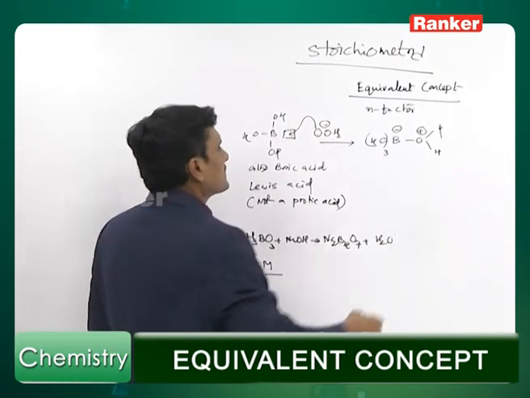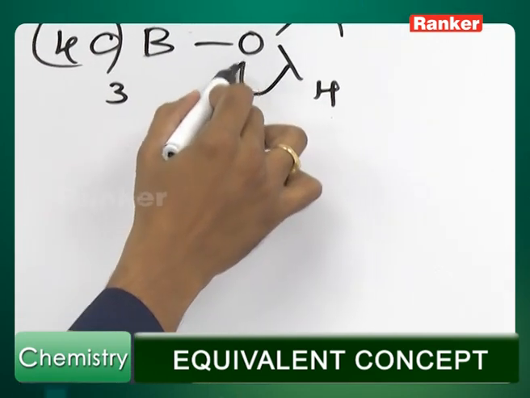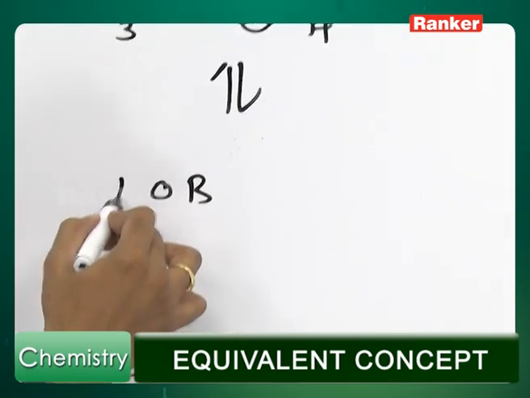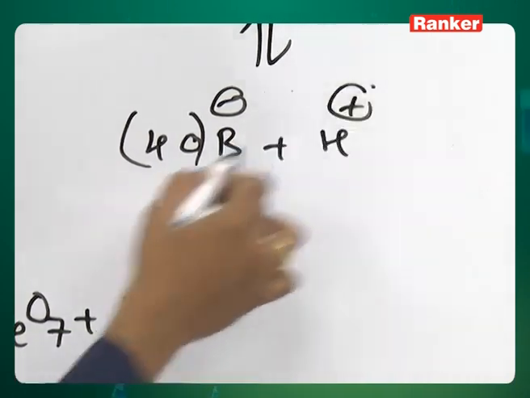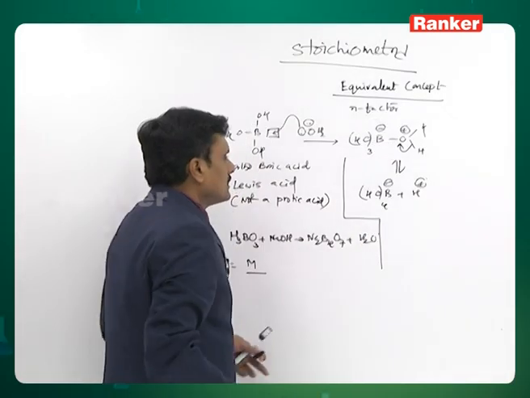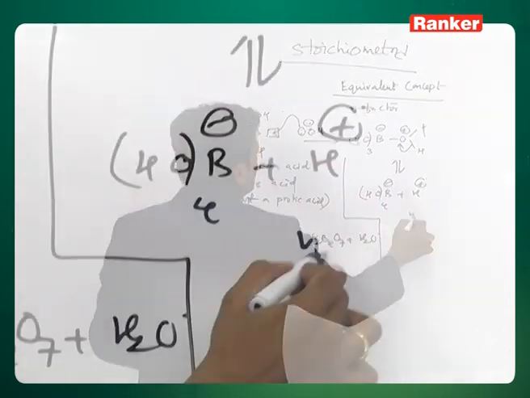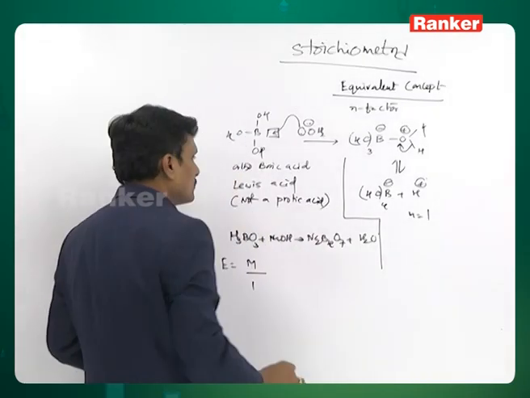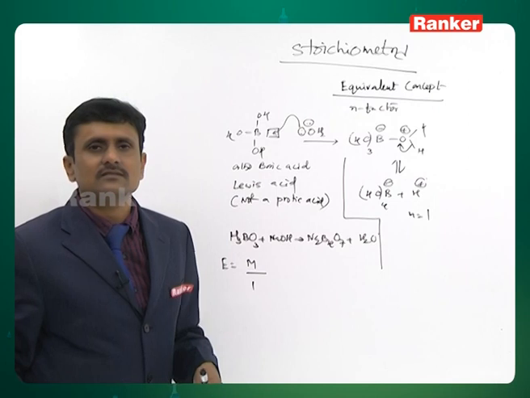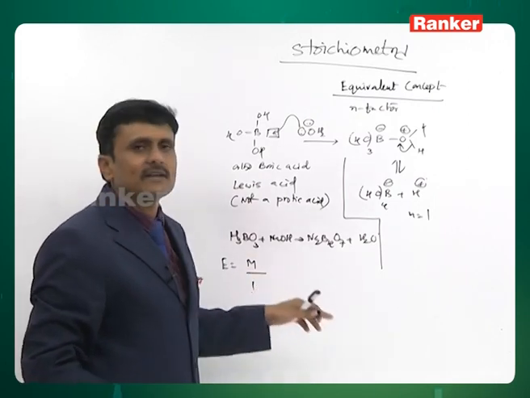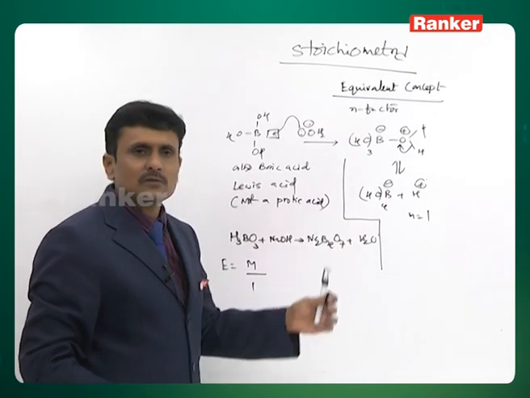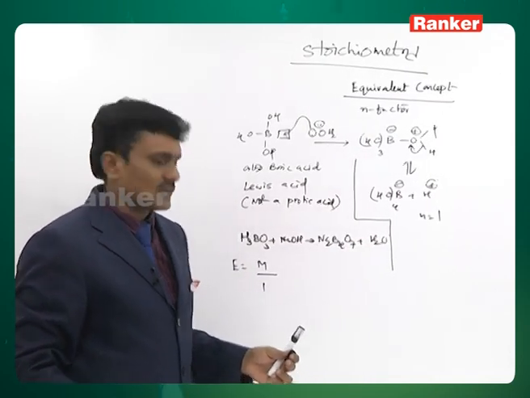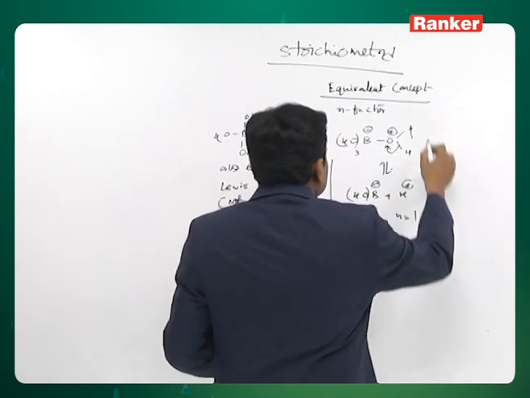Now in order to compensate that, it is going to accept the bond pair from the hydrogen, converting into this complex species, where you would see that the total number of hydrogen that are coming out is only 1. So during the calculations or during the finding out of the equivalent masses, we will be taking the n factor of orthoboric acid as 1. So this is one complex example.